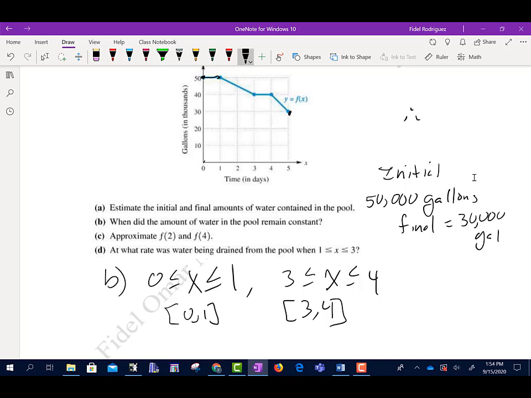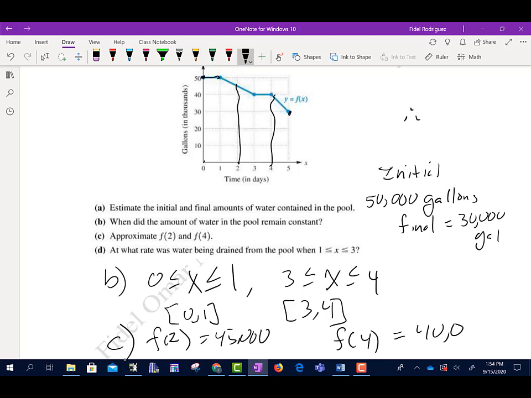Alrighty, part C. Oh, come on, pen. There we go. Part C says, let's find f of 2. So I'm going to come up here at f of 2. It's right between 40 and 50, so it looks like it's about 45,000 gallons. And we want to find f of 4. So f of 4 looks like it is 40,000 gallons.